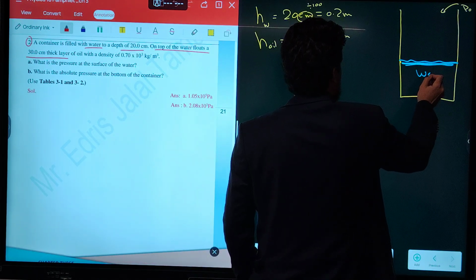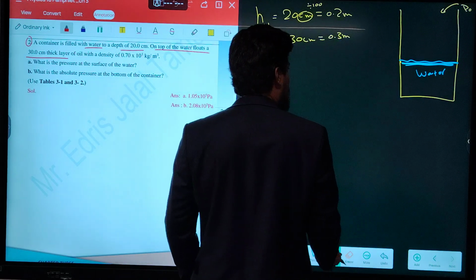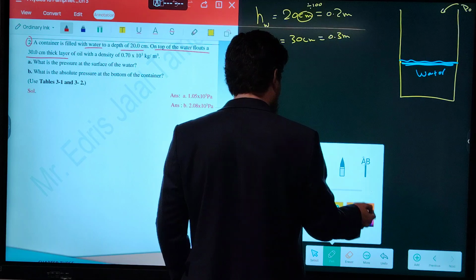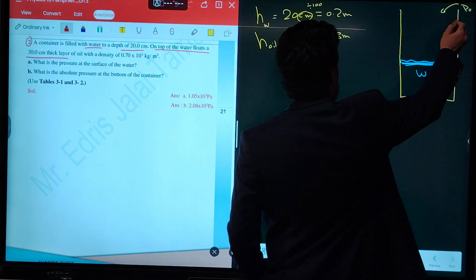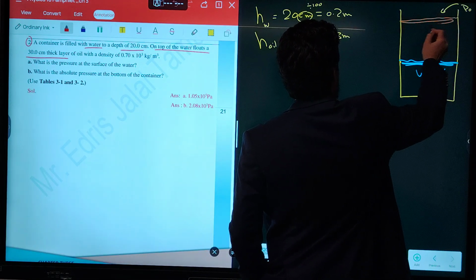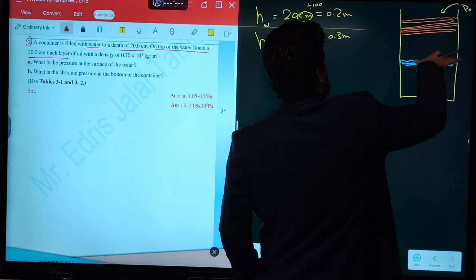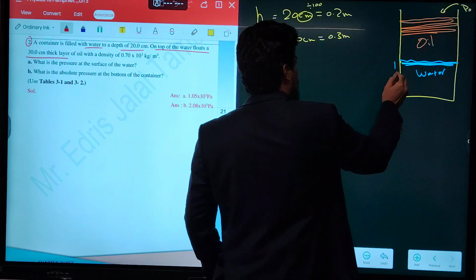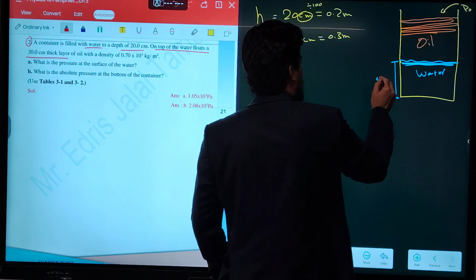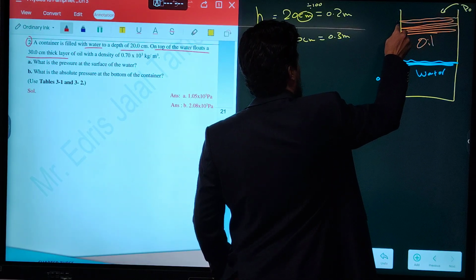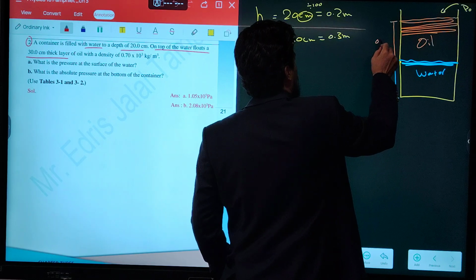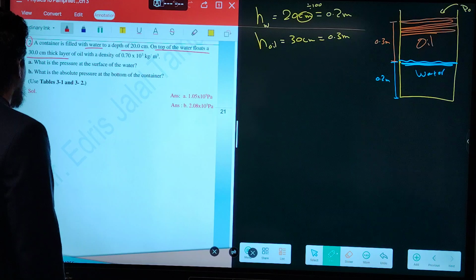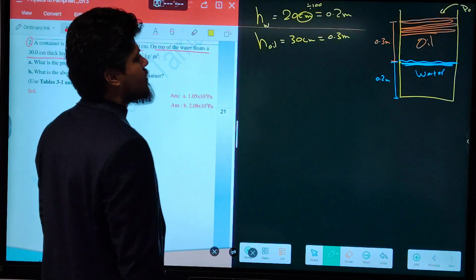Okay? This is water. And how many centimeter thick layer of oil do we have? We have a 30 centimeter thick layer of oil floating at the top of the water. Okay? This is oil. Here we have 0.2 meter height for the water, and for the oil we have a 0.3 meter thick layer.